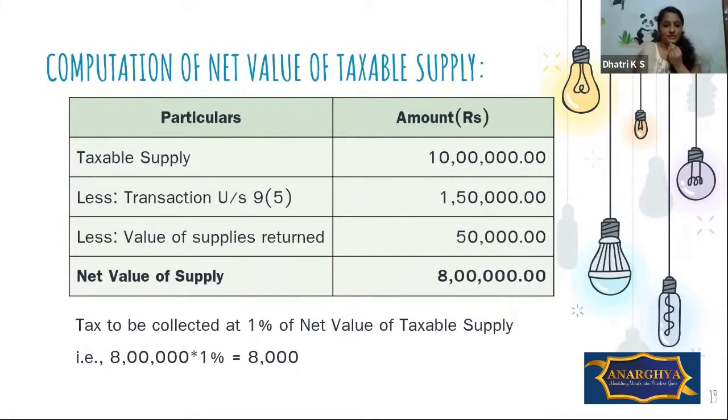So tax should be collected at the rate of 1% of net value of taxable supplies. So TCS would amount to 8,000 rupees. So this was about net value of taxable supply.